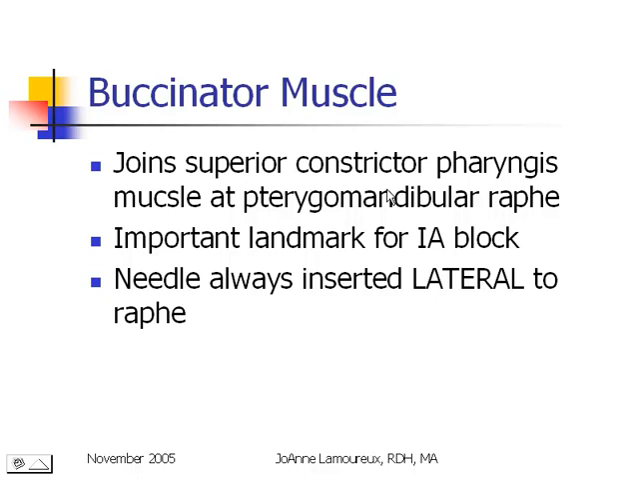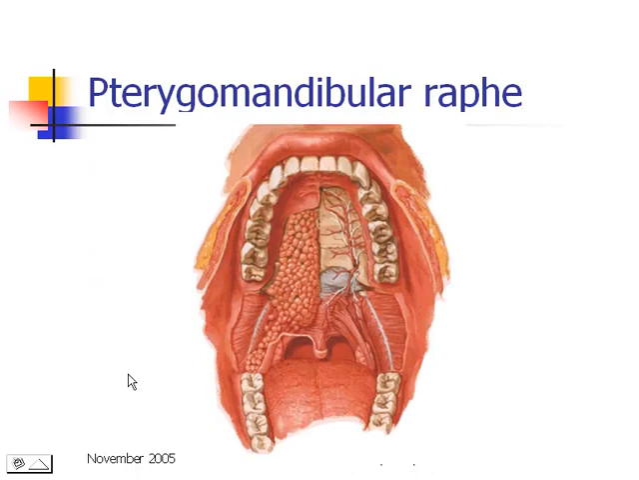As I mentioned previously, the buccinator muscle joins a muscle, the upper muscle of your throat, called the superior constrictor pharyngeus muscle, at a structure called the pterygomandibular raphe, and this is a very important landmark for us when we give an inferior alveolar block. You want to remember that your needle is always going to be inserted lateral to this raphe, so it becomes very important to be able to locate it in the patient's mouth.